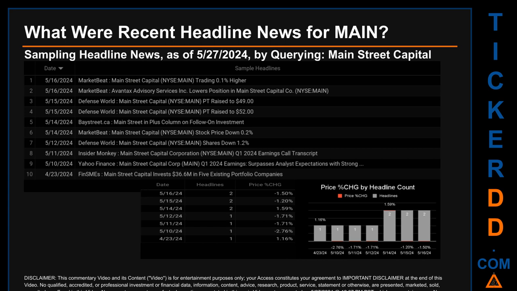First, BayStreet.ca published the headline that read, Main Street in plus column on follow on investment. Second, MarketBeat published the headline that read, Main Street Capital, NYSE: MAIN, stock price down 0.2%. Correlated or not, as it happened, the stock price for MAIN on those publication dates respectively saw a jump of -1.20% along with a jump of 1.59% when comparing the day's opening versus closing price.